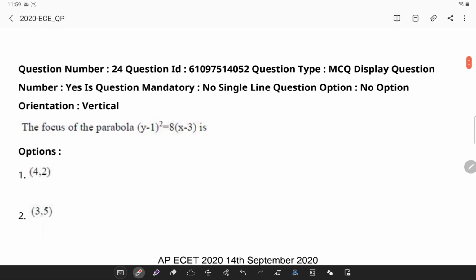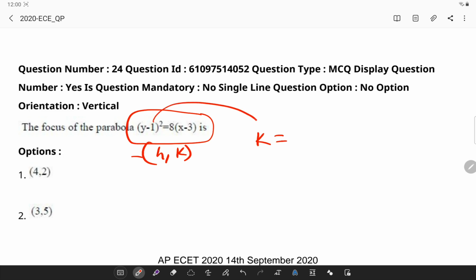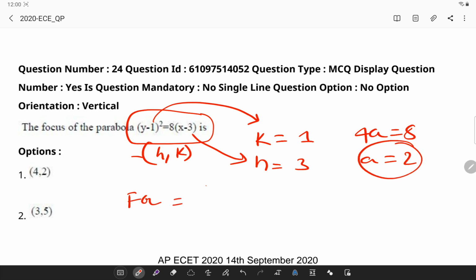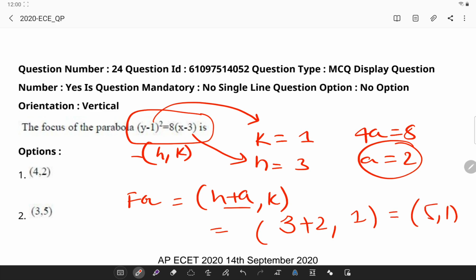So the next question is the focus of the parabola. Here we have h comma k also, where k is equal to 1 and h is equal to 3. This is from the x part and this is from the y part. And also we have 4a is equal to 8, or a is equal to 2. Now the focus is simply h plus a comma k. So I have h as 3 plus 2 comma k value is 1, which is 5 comma 1.